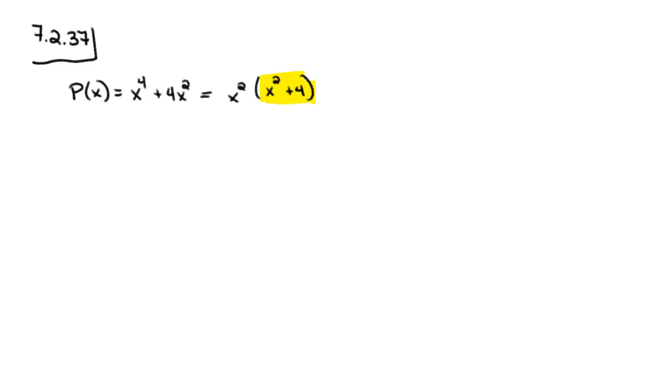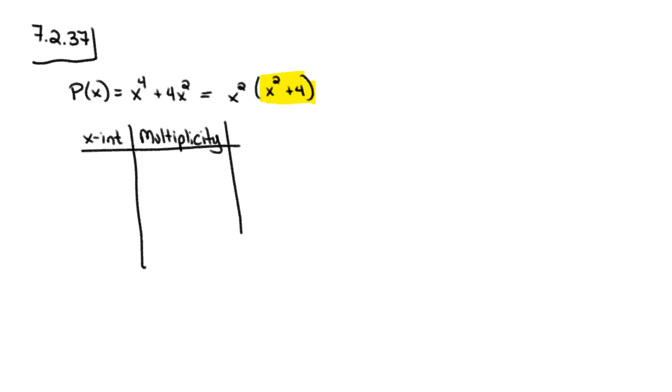Now you're going to list out your x-intercepts. I'm going to build a little table: the x-intercepts versus their multiplicities versus their behavior. Now, this is a unique example.